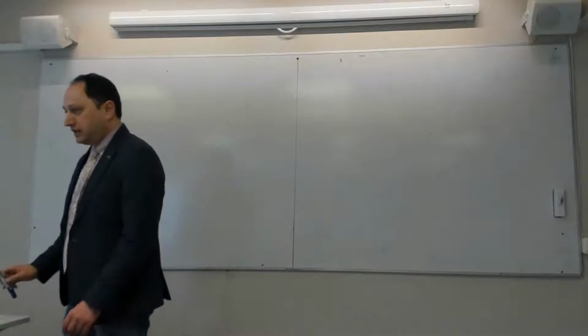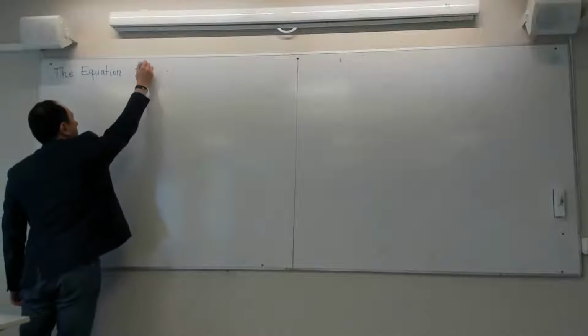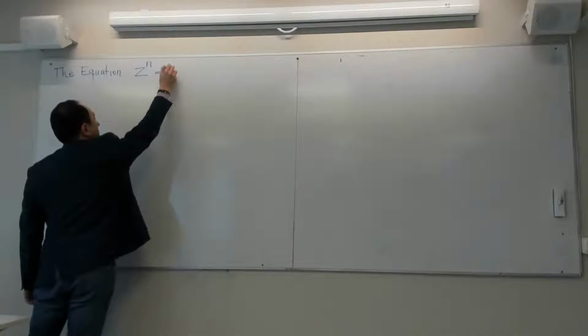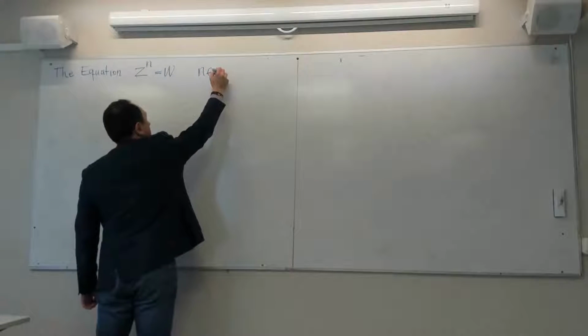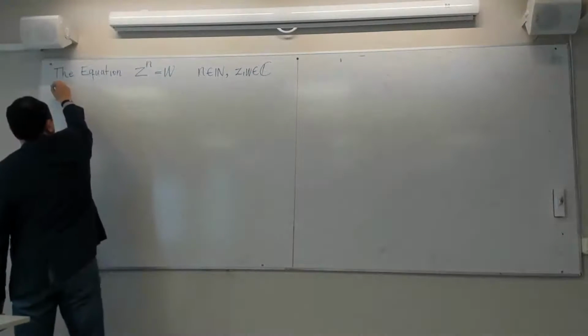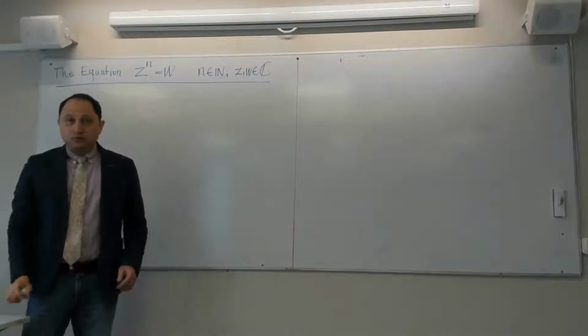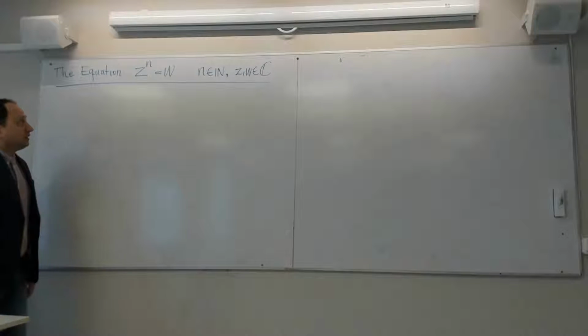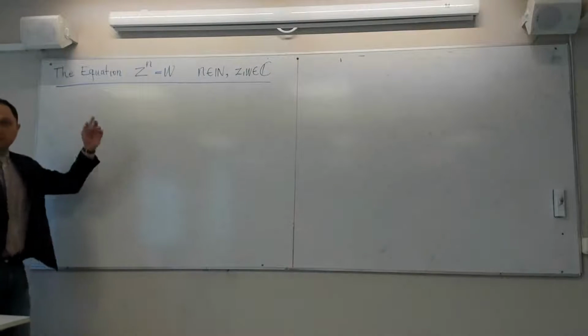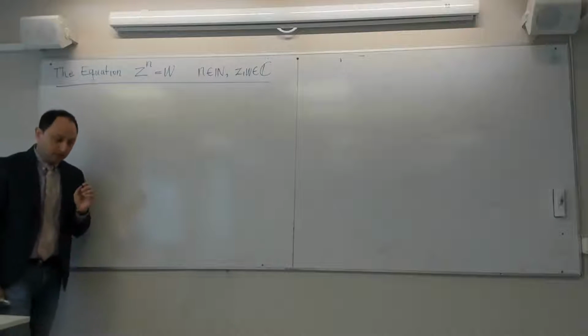Okay, today's topic is the equation of this form. So the topic of the lesson today is the equation z to the power n equals w. Here, n is a natural number and z and w are complex numbers. Okay. This is a very important topic. So we want to understand how we can solve this equation in the set of complex numbers.